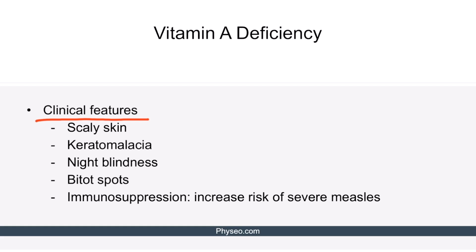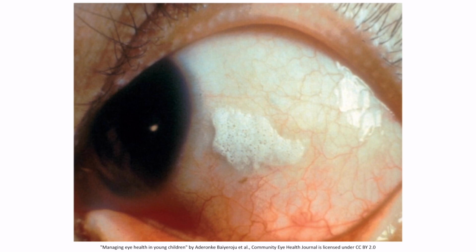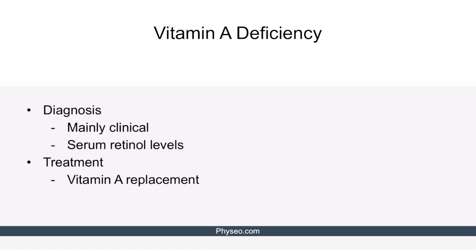Vitamin A deficiency may increase the risk of severe measles in the population. Bitot spots are gray, triangular patches that form on the bulbar conjunctiva of the eye. They are caused by metaplasia of squamous cells of the conjunctiva. Let's move forward with the workup and treatment. The diagnosis is mainly clinical, but in some cases, measuring serum retinol levels may help. As for the treatment, vitamin A replacement should be performed.